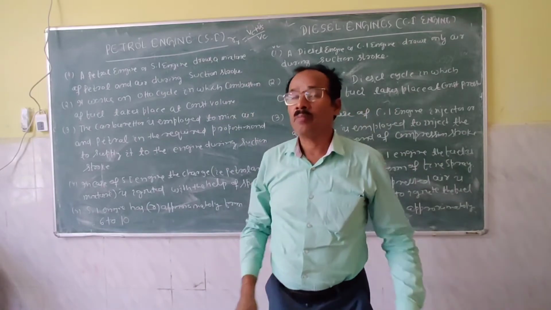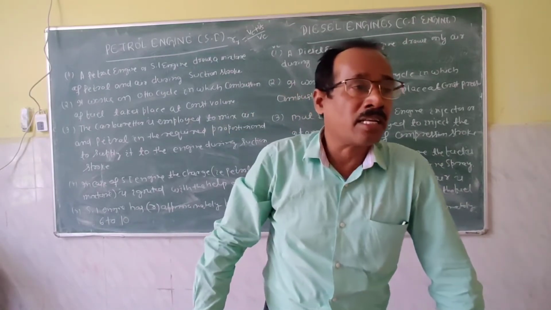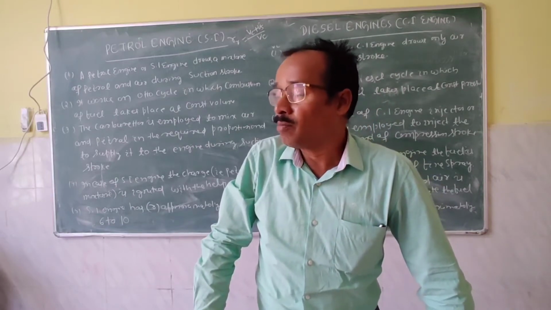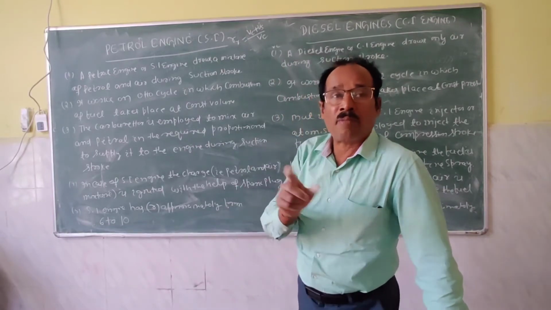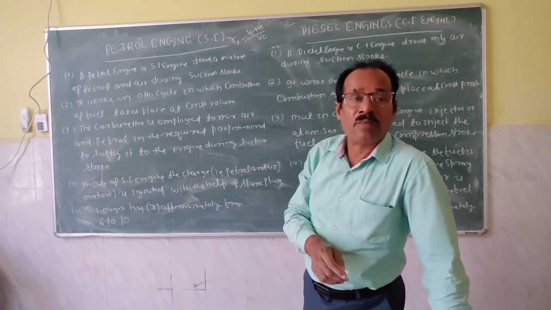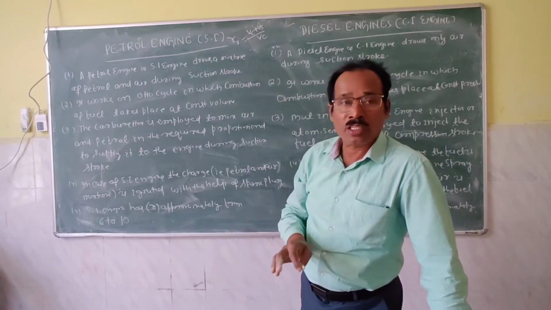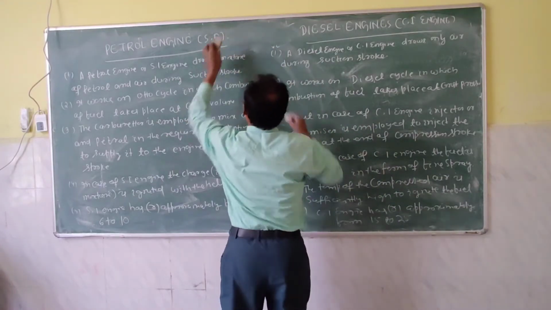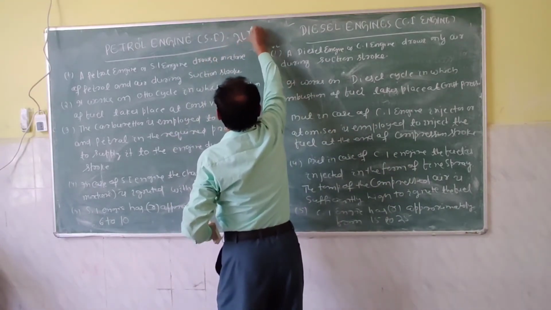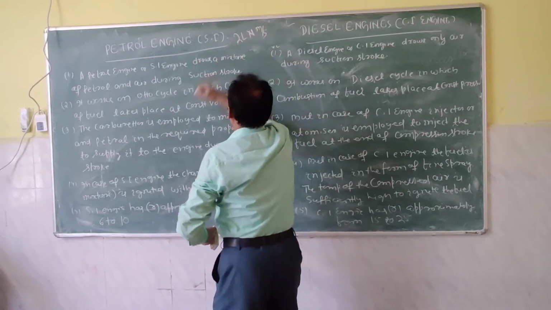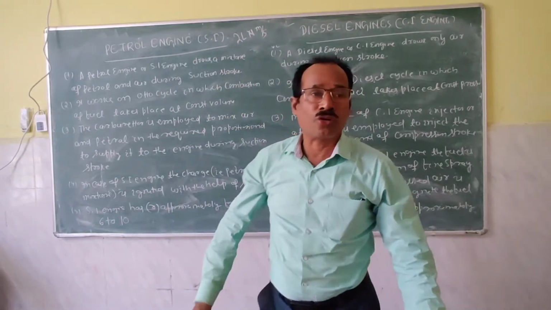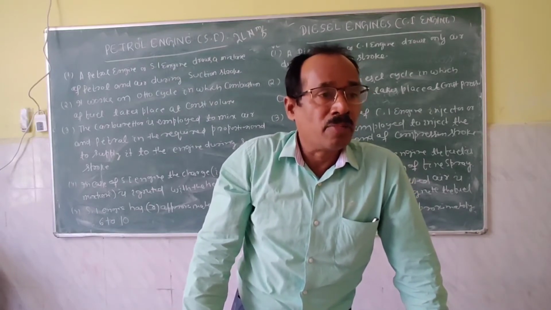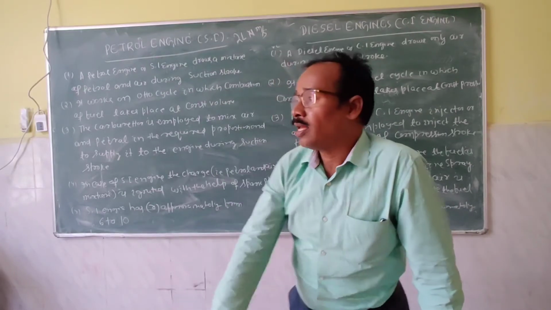Then what is piston speed? You know that speed means the distance travelled per unit time. But here, the distance travelled by the piston per unit time is known as piston speed, and it is given by 2 into L into N meter per second, where L is equal to stroke length and N is equal to RPM, that means revolutions per minute.